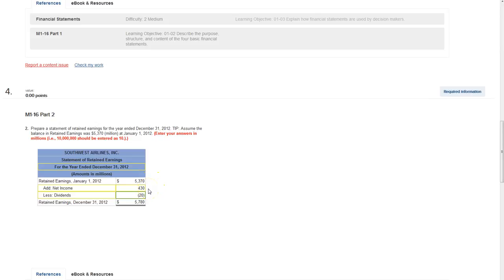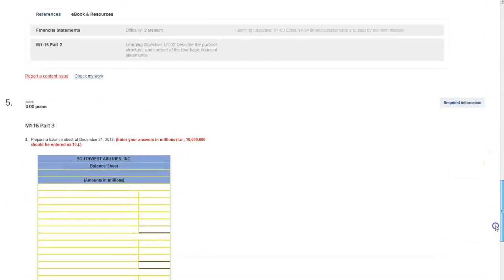We add in this year's earnings, which we call net income. We subtract out this year's earnings, which we did not keep, which we gave away to our investors. Those are called dividends. And when we total, it's $5,780. This amount is going to be needed for our balance sheet, which is the next financial statement.